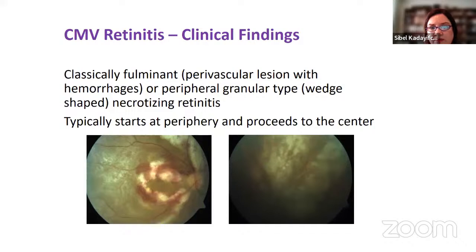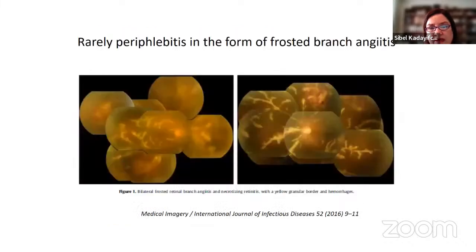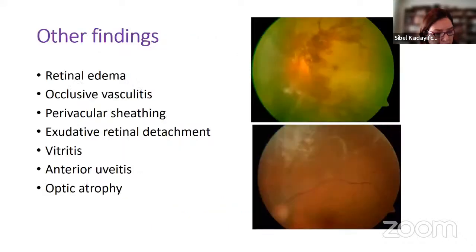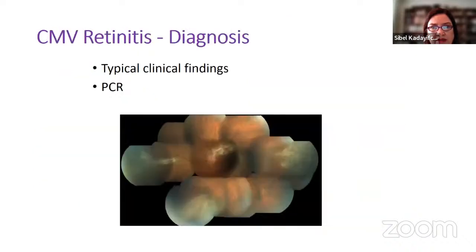They typically start at the periphery and proceed to the center. Rarely, periphlebitis in the form of frosted branch angiitis may be seen. The other findings may be retinal edema, occlusive vasculitis, perivascular sheathing, exudative retinal detachment, vitritis, anterior uveitis, and optic atrophy, which have also been described.